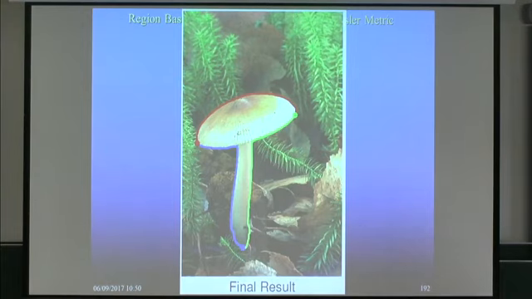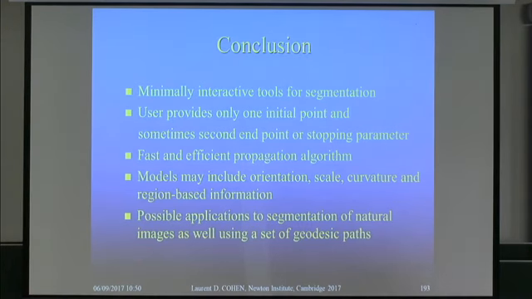And just in time, I conclude to say that we introduce minimally interactive tools for segmentation, where the user usually provides one initial point or different endpoints. This is based on fast and efficient propagation algorithms. And we were able to include in the models orientation, scale, curvature, and region-based information. And this leads to possible application to segmentation of natural images, as well as using a set of geodesic paths. Okay. So thank you.